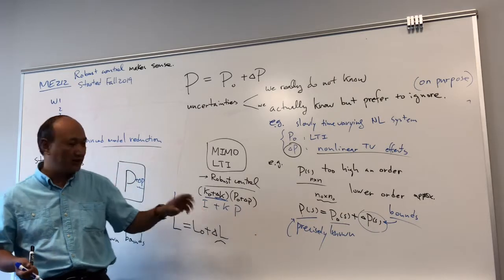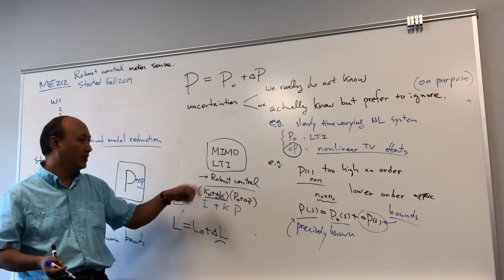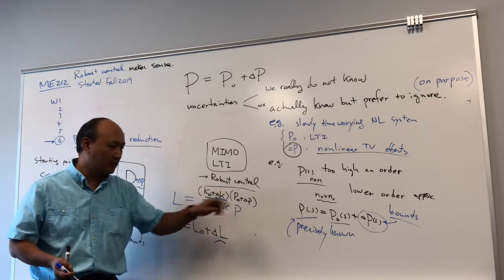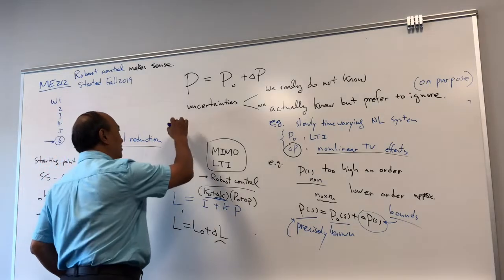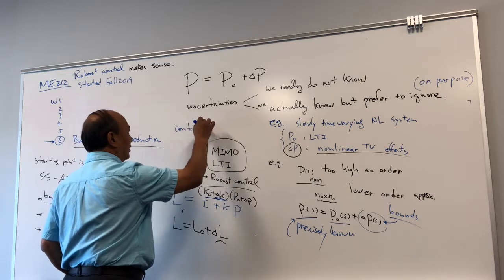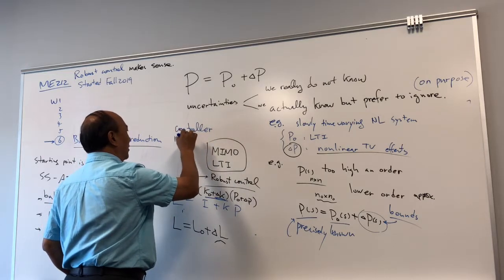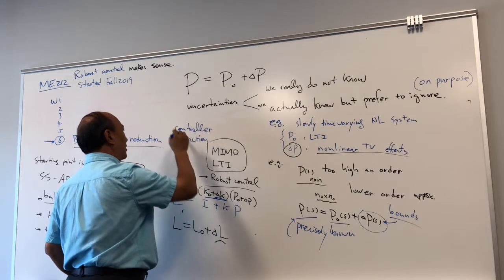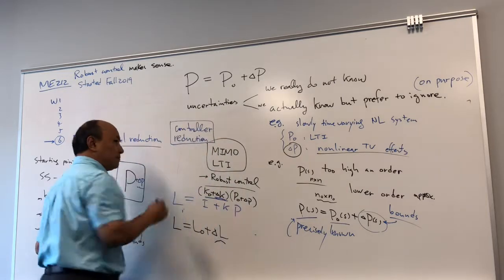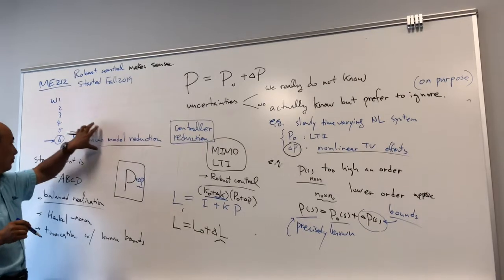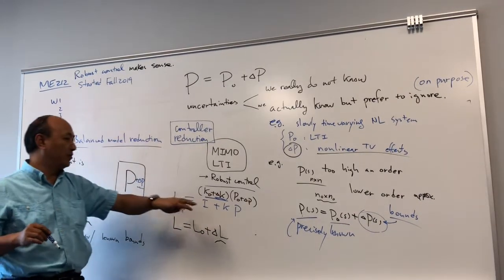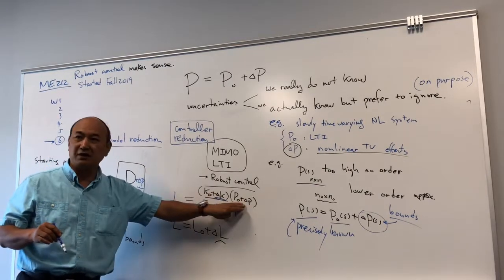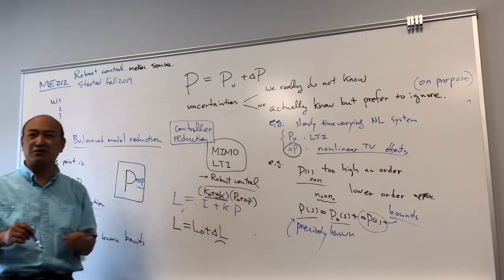You can convert this, something you introduced here, and it can be lumped. This is called controller reduction. So the model reduction we learn here applies to both: not only the model, but also the controller.